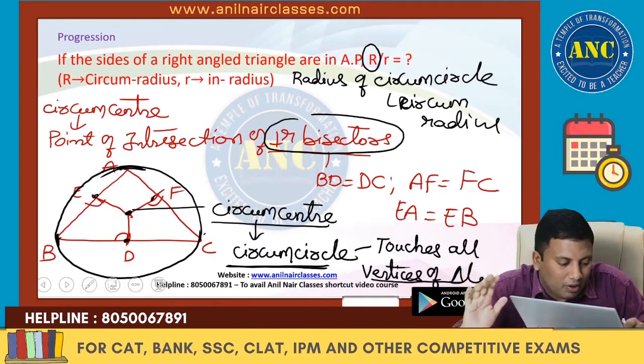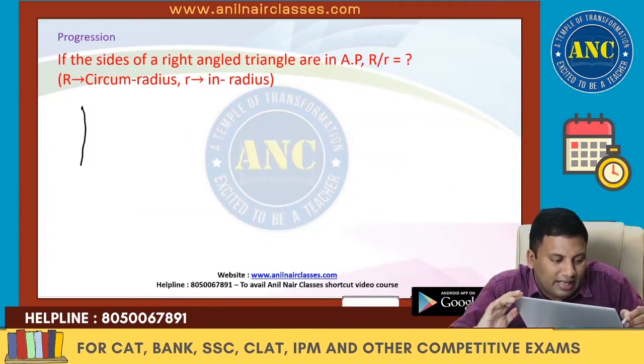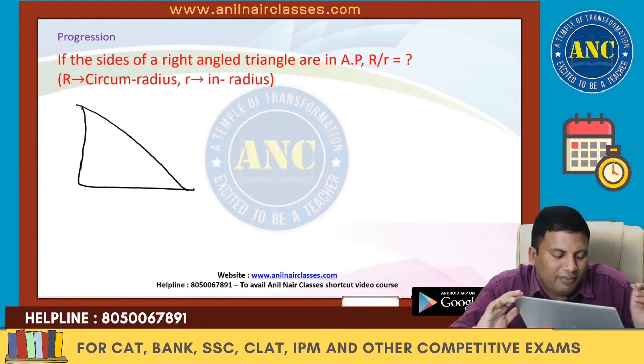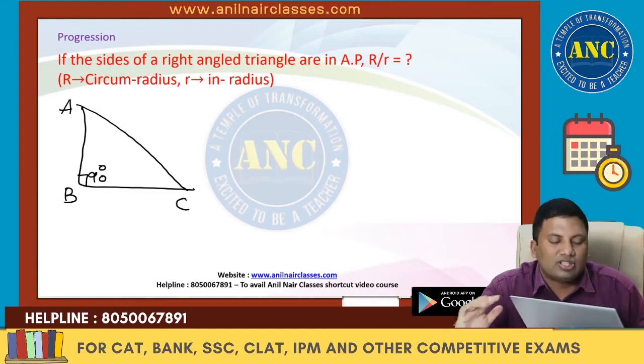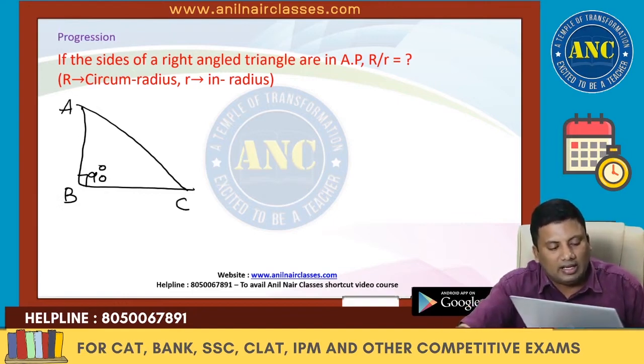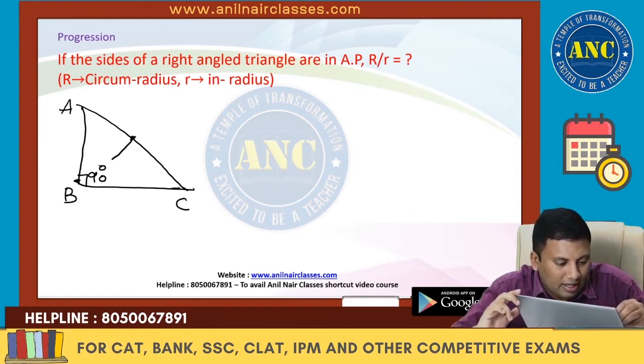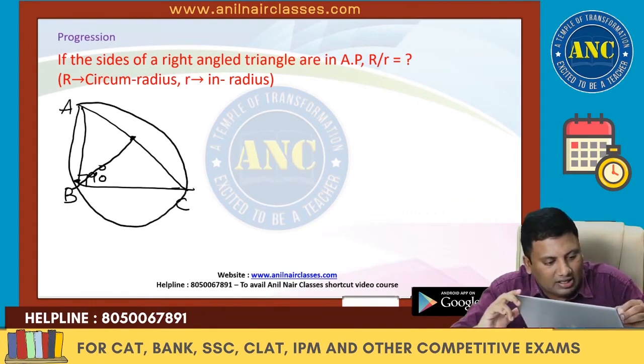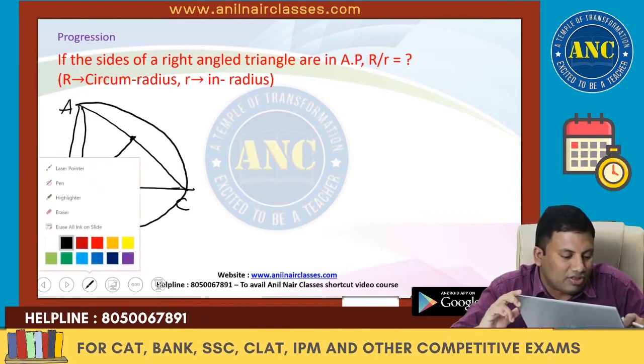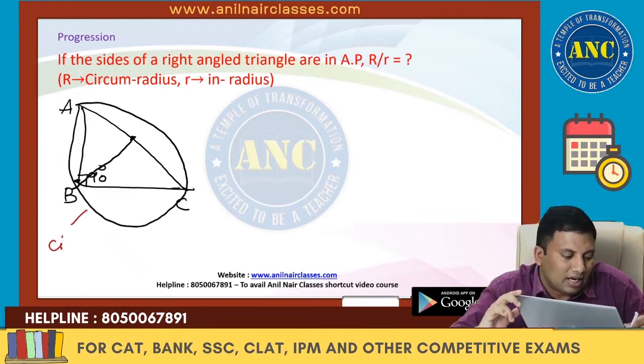Now, based upon this, let us see. If I take a right angled triangle, one angle is 90 degrees. 100 plus questions I am going to discuss only on a right angle triangle. If I take the midpoint of a side, drop a perpendicular, and draw a circle, this circle is nothing but the circumcircle.